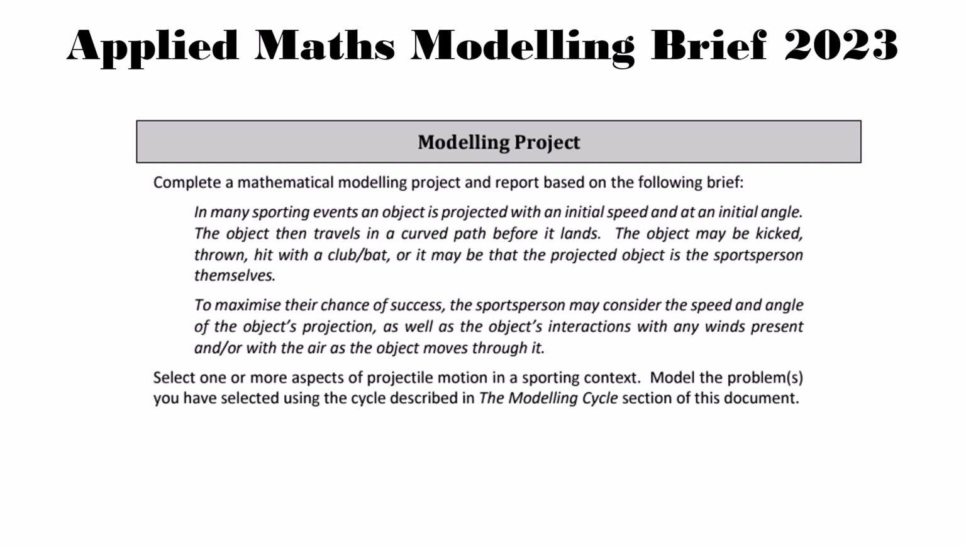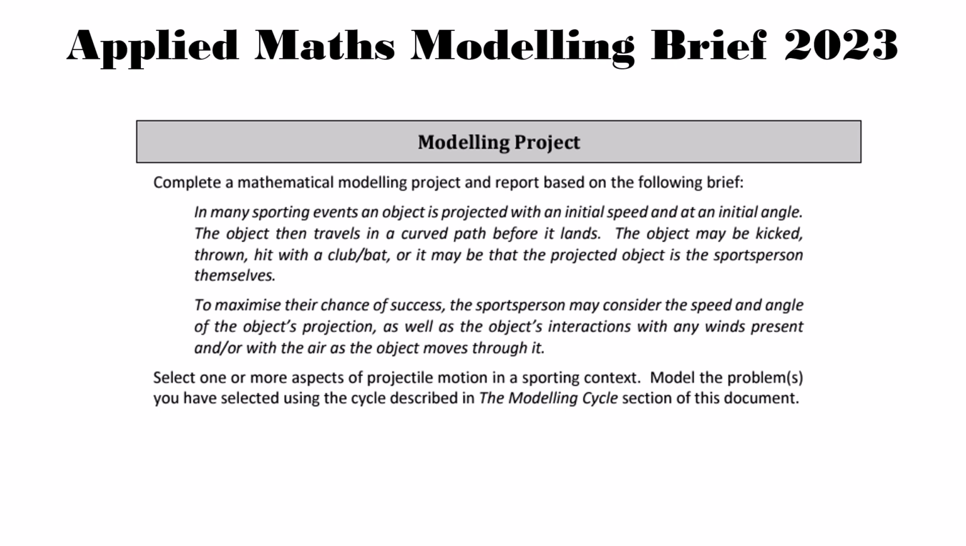To maximize their chance of success, the sports person may consider the speed and angle of the object's projection, as well as the object's interaction with any wind present and/or with the air as the object moves through it. So very much focusing on this idea of air resistance and how it would affect what we do. Because our modeling underpins everything we do in applied maths, it's really important for us to understand that when we do our questions, we have an assumption that we ignore air resistance.